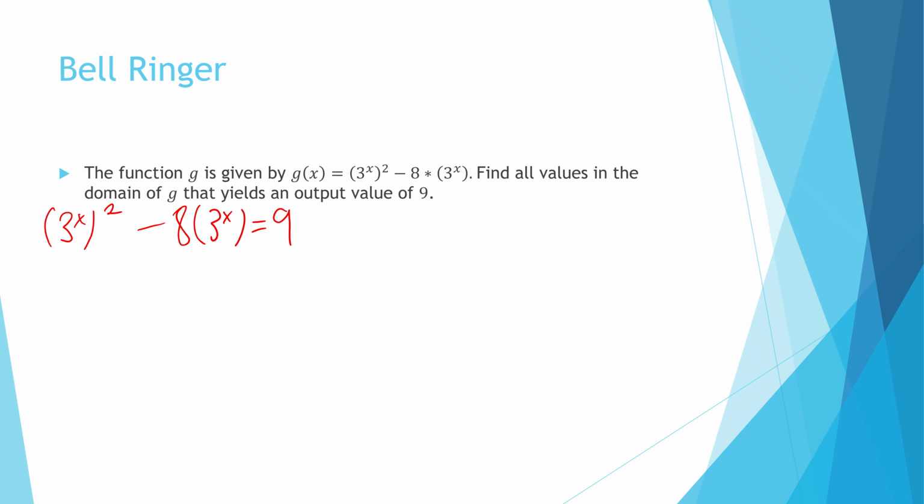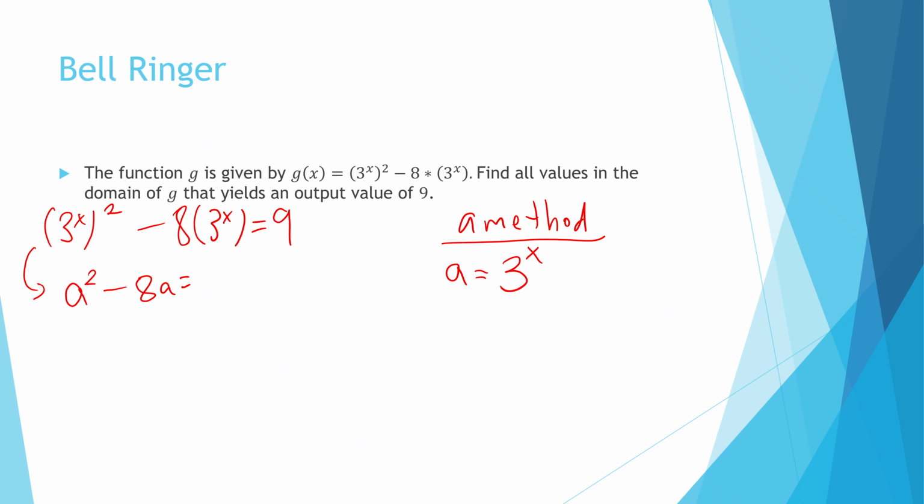And so what we're going to use is the A method that we learned about last class, where we take the letter A and replace it with the exponential or logarithmic function that is acting as a variable in this equation to make it a little simpler to solve. So here, we're going to replace a with 3 to the power of x. So here, we should translate this equation into a squared minus 8a equals 9.